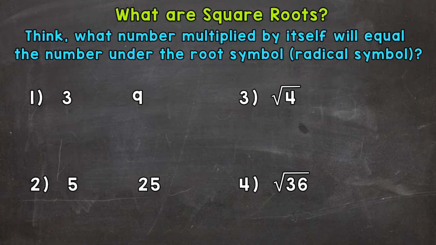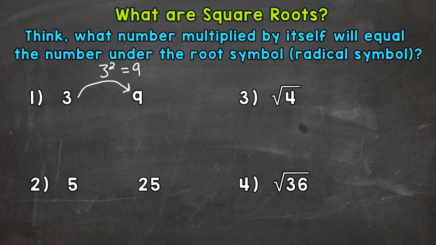So let's jump into number one, where we have a 3 and a 9. Before we talk about square roots, let's talk about squaring a number. Squaring a number means we have an exponent of 2. That means we multiply the number by itself. For example, 3 squared means 3 times 3. So let's do this. 3 squared means 3 times 3, which gives us 9, right?